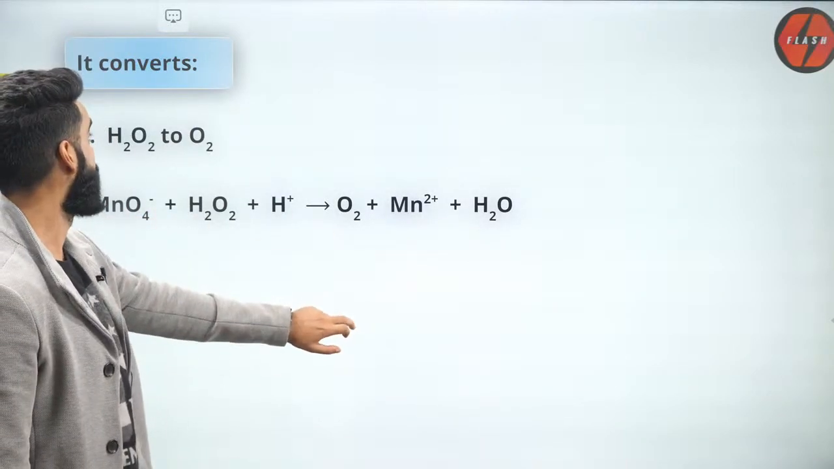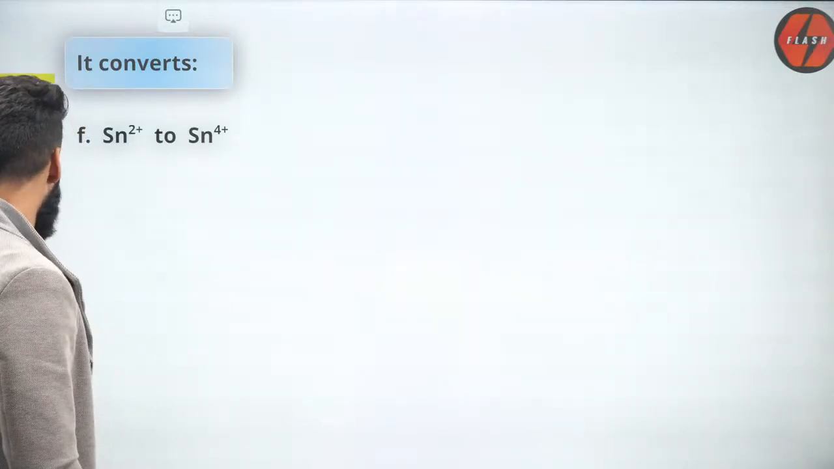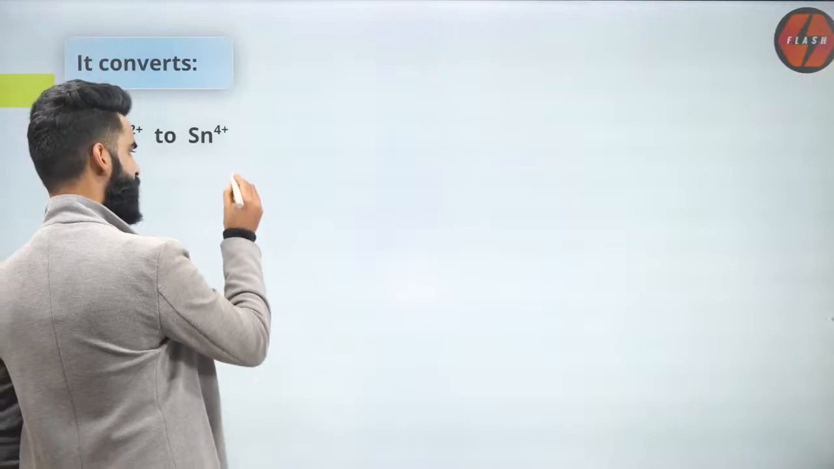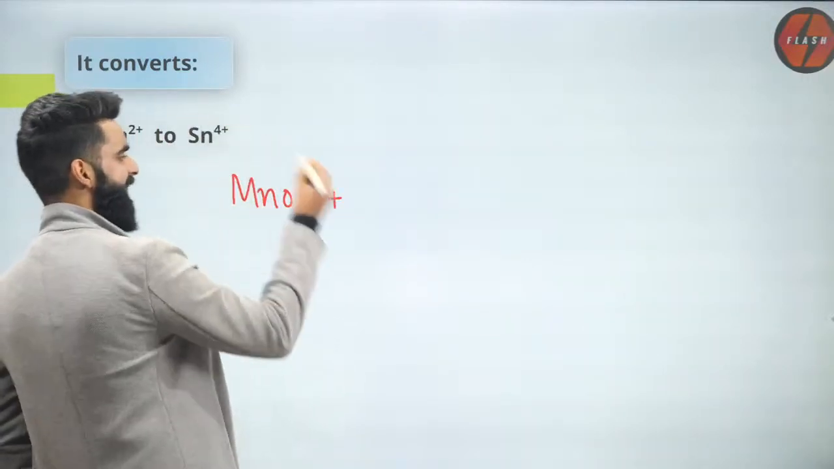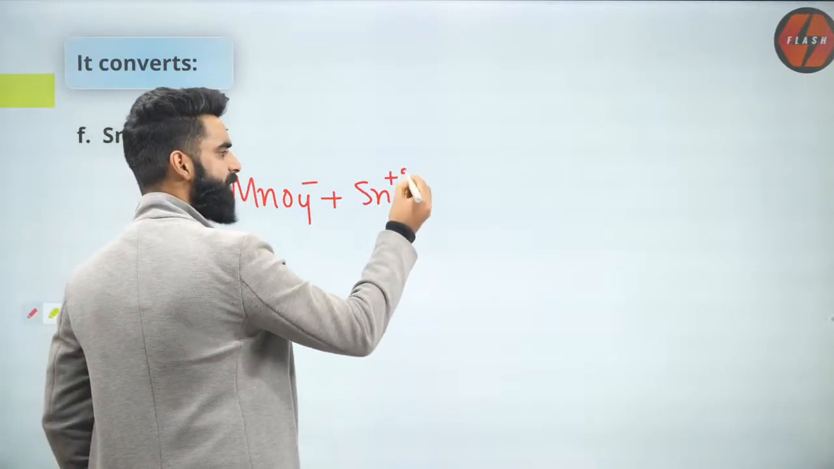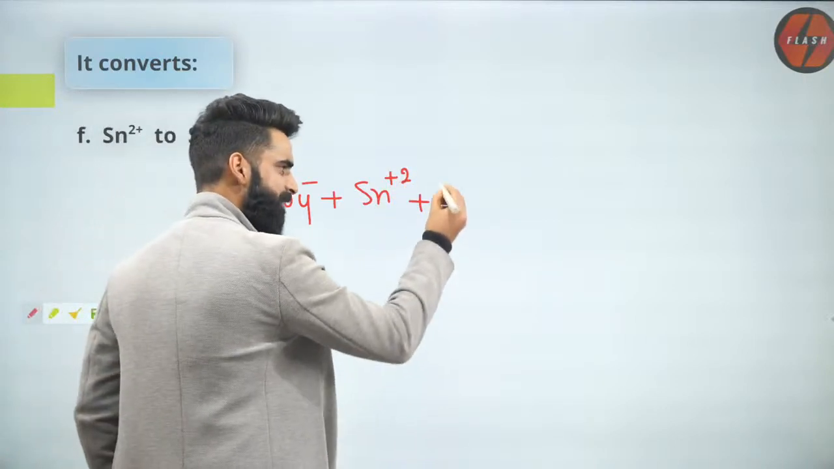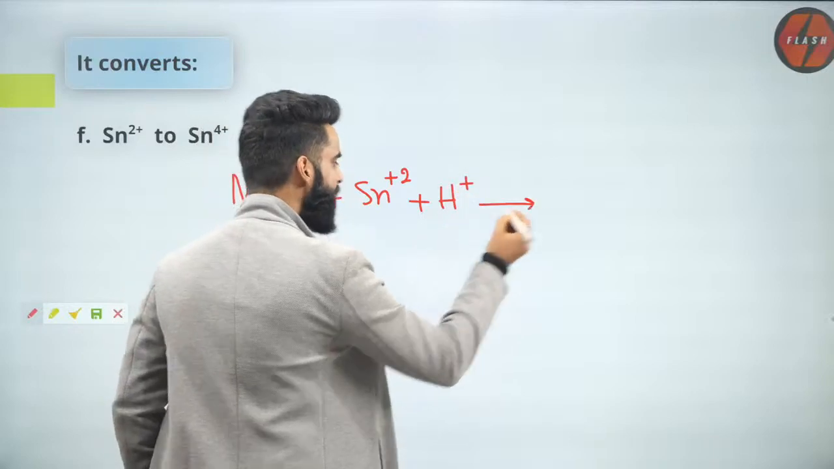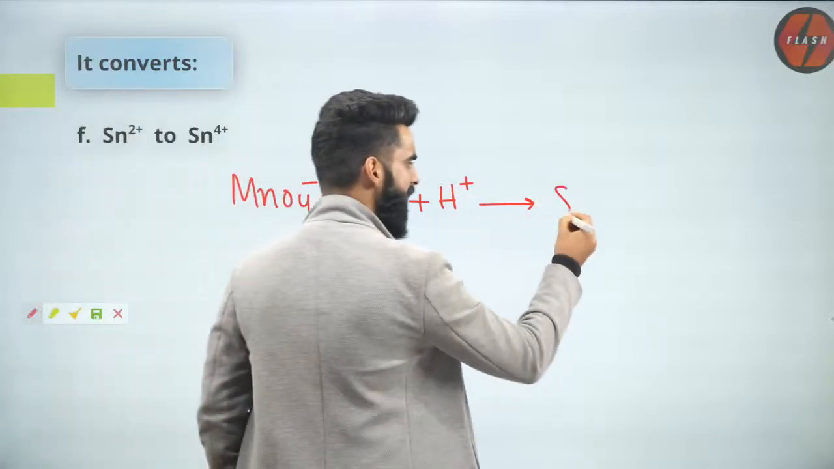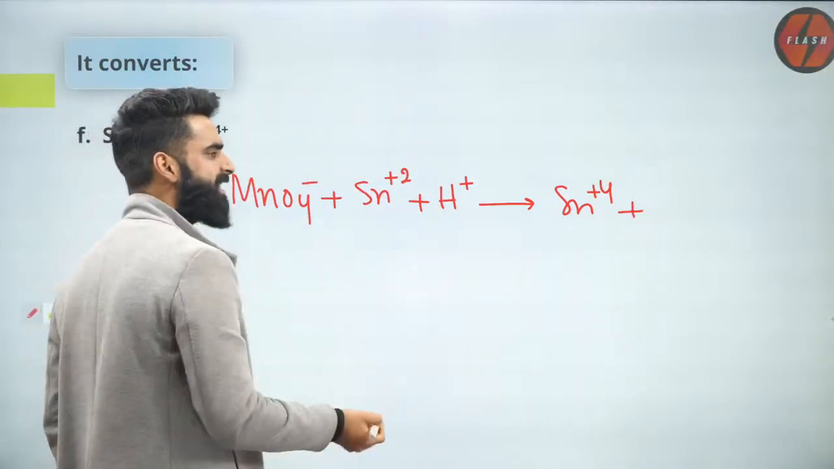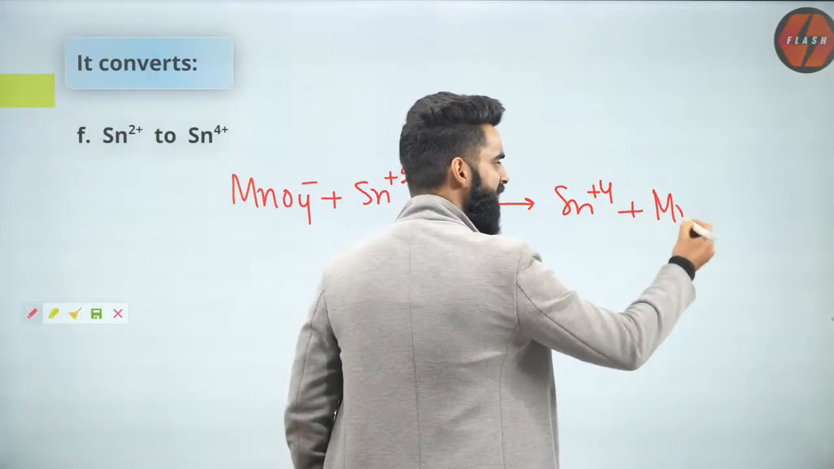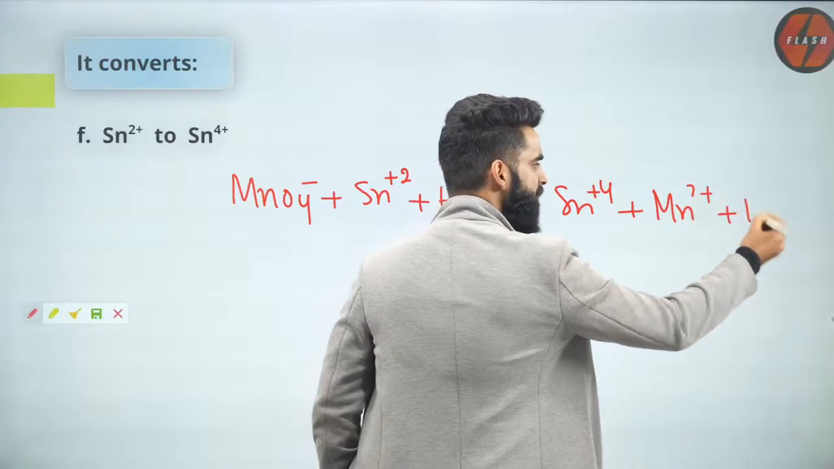Okay, I'm moving on to one more. This same MnO4 negative converts Sn2+ to Sn4+ in acidic medium. We know MnO4 negative in acidic medium itself gets converted to Mn2+, and with this I'm writing water as well.